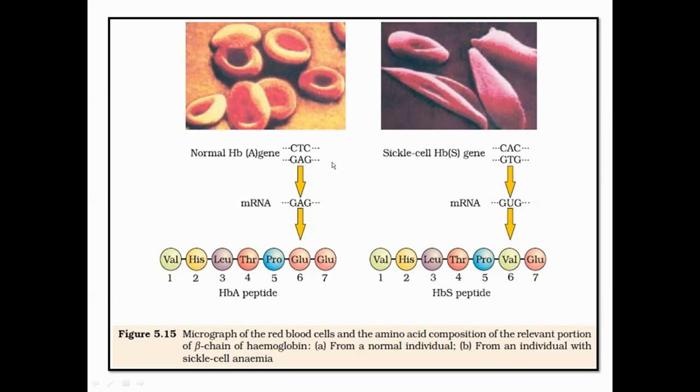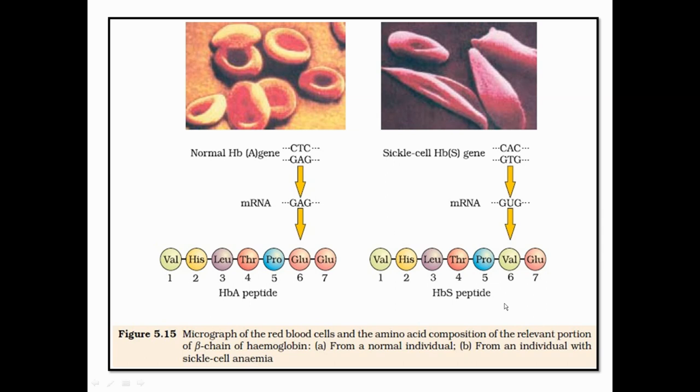Now let's see with the help of a diagram. These are the biconcave RBCs, and you can easily see the sickle-shaped RBC here. And you can observe it is due to a single point mutation here. GAG is replaced with GUG because a single base pair on the DNA is replaced from A to T, and this ultimately changes the polypeptide chain. Here at the sixth position there is glutamic acid, and here it is valine.